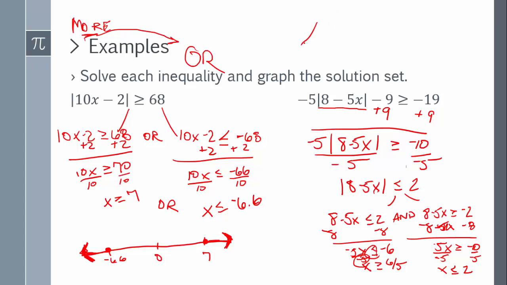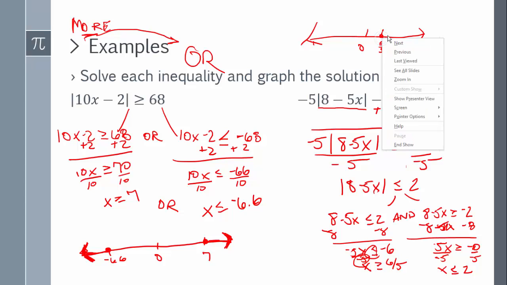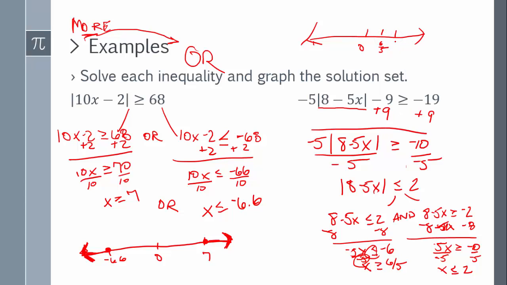Now I'll put my number line up here because I'm out of room on my slide. So we want everything greater than or equal to 6/5, but also less than or equal to 2. So right in there, including the endpoints.